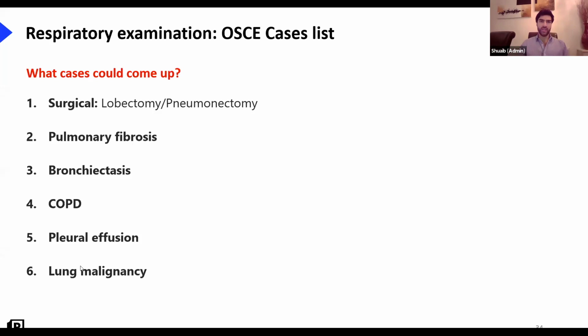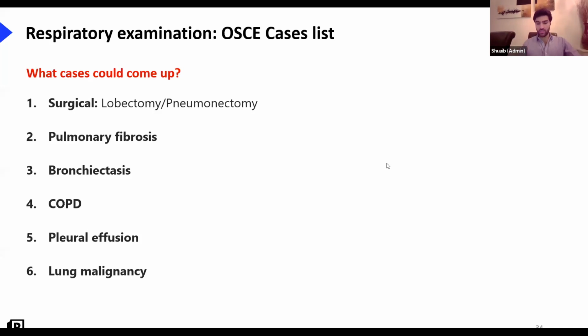And then go look at their signs, examine their chests, and by the end of a week, you would have mastered pretty much the whole of respiratory. If you do this for every single OSCE station, over sort of 2 or 3 weeks, you can really get a good grasp of all the common cases.